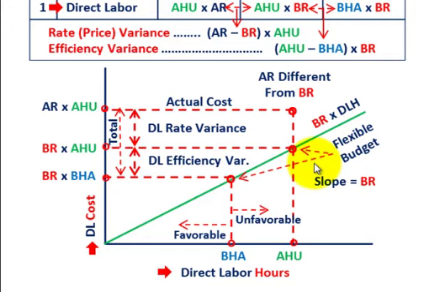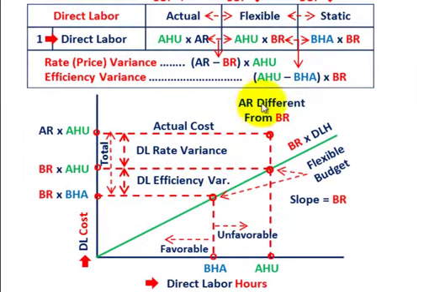The green line represents our flexible budgeted amounts. The slope of our green line, the change in y over the change in x, is really the budgeted hourly rate times the direct labor hours used. We're only dealing with two points on the graph: the budgeted hours allowed versus the actual hours used. Looking at the budgeted hours allowed, move up to your flexible budget line, then across to the y-axis. That's simply the budgeted rate times the budgeted hours allowed.